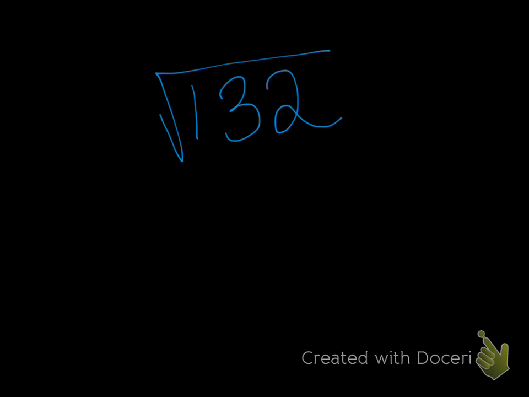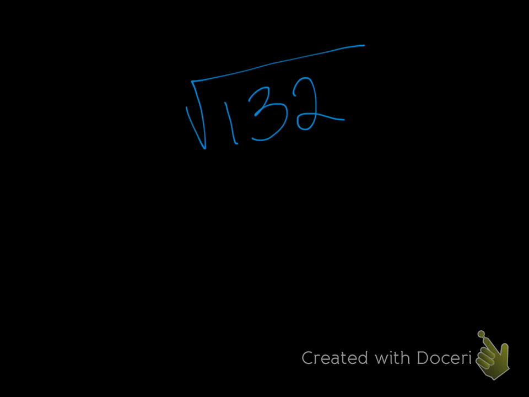Let's do 132. The square root of 132. Now try pausing this and do it yourself. See if you can at least break it down into the perfect square factors. That would be awesome. And I will just start here. If you're not going to pause, I'm just going to give you a chance. It's now or never.